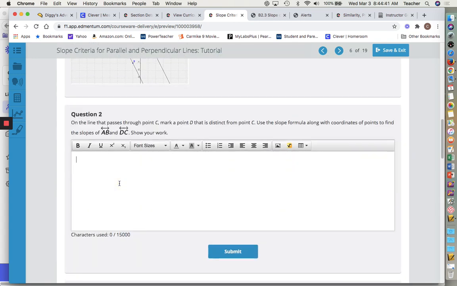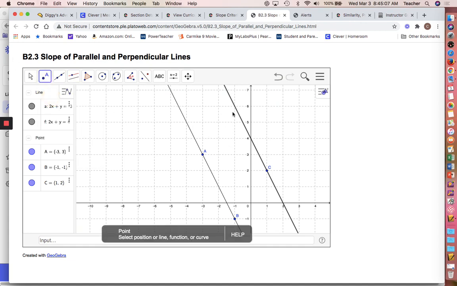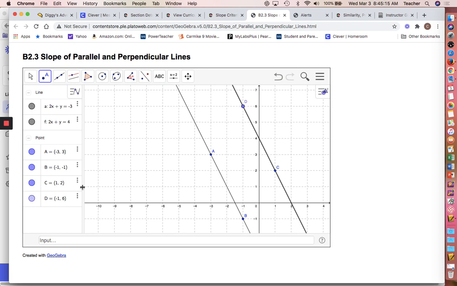Question number 2. On the line that passes through C, mark a point D that is distinct from point C. That basically means you can put D wherever you want on there. Use the slope formula along with coordinates of the points to find the slopes of AB and DC. So we're doing slopes to see that they're parallel. I'm going to pick a nice number, not just randomly put it in the middle of a grid. So I click point and make it nice, on the grid marks, nice numbers. There, good. I don't like decimals. Decimals do not work for me.